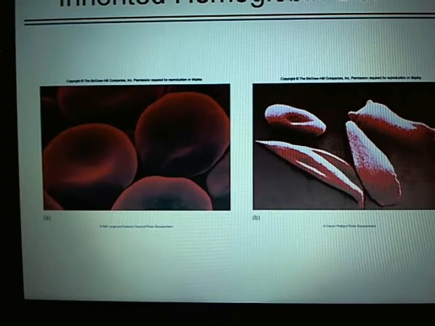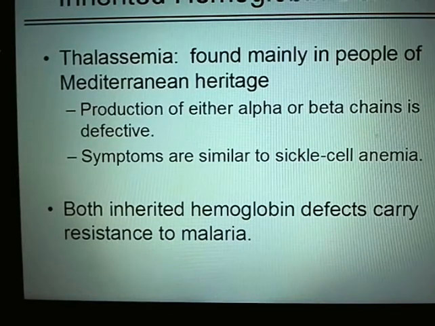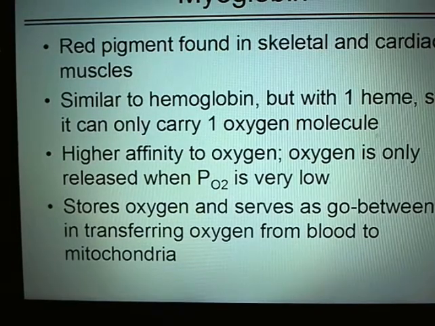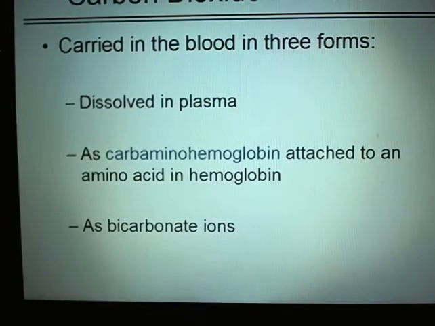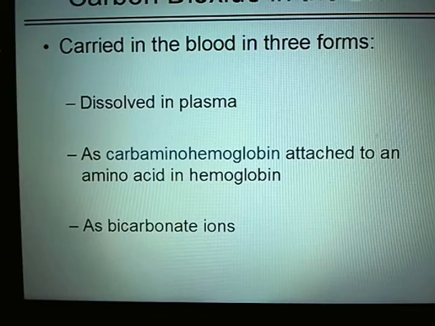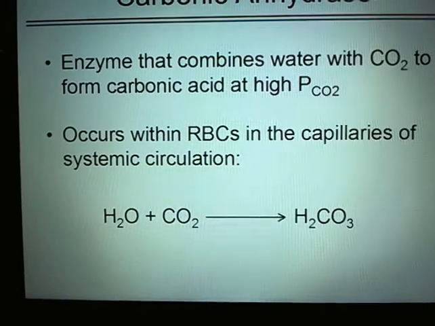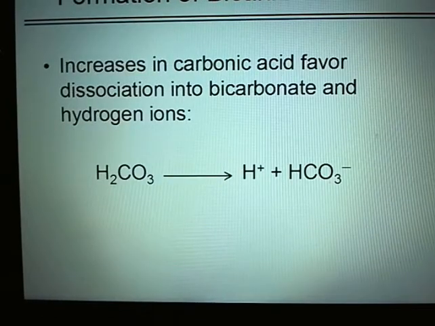Here's a regular red cell and a sickle cell. Thalassemia and Mediterranean: again, defective hemoglobins that resist malaria. Myoglobin stores oxygen in the tissues. Carbon dioxide diffuses. I think we've been through this. Carbonic anhydrase we talked about.